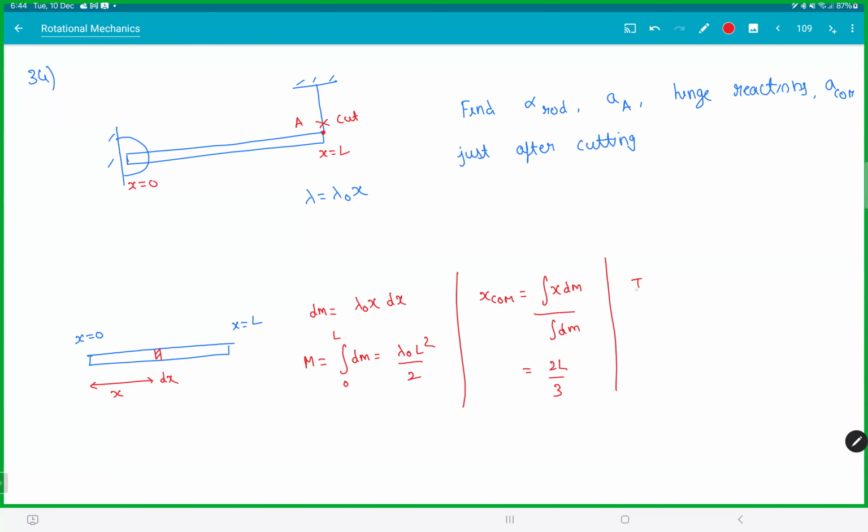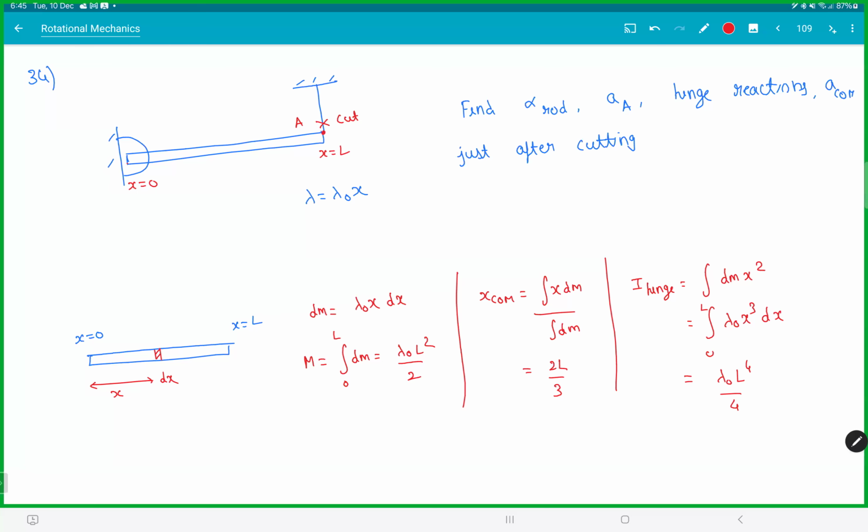And the moment of inertia I about the hinge is integral dm x square, which is lambda naught x cube dx. That is lambda naught L power 4 by 4. That's your moment of inertia. You should know the mass, you should know the center of mass, you should know the moment of inertia. Everything you'll know. Now the question starts.